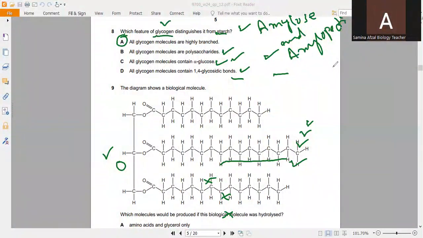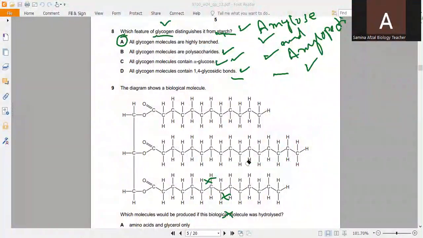Glycogen is highly branched and starch is also a branched structure, but it is made up of two different molecules, amylose and amylopectin. So they are different from one another, although they are both polysaccharide molecules. So the answer is A.